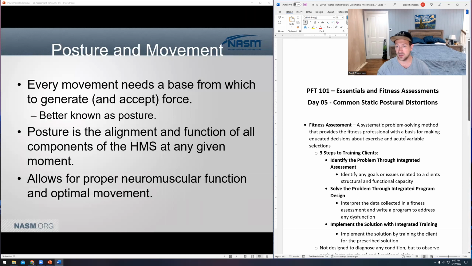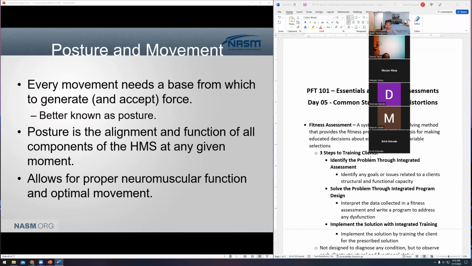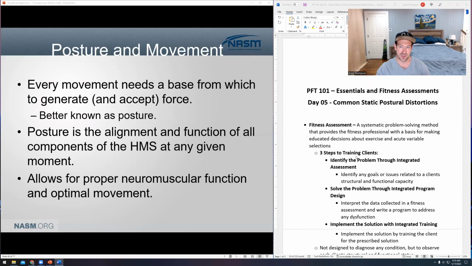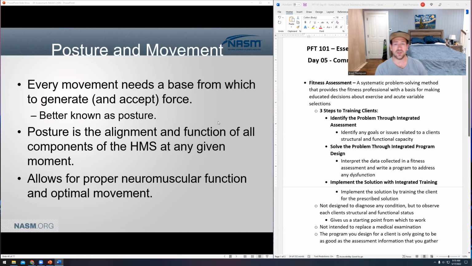Now, how are we going to know what to do with them? Well, that's where the fitness assessment comes in. In my opinion, the fitness assessment is our most foundational information, and it's why we want to spend so much time understanding it. Every movement needs to have a base of support from which it not only generates, but also accepts force, when it concentrically does stuff or when it eccentrically does stuff.